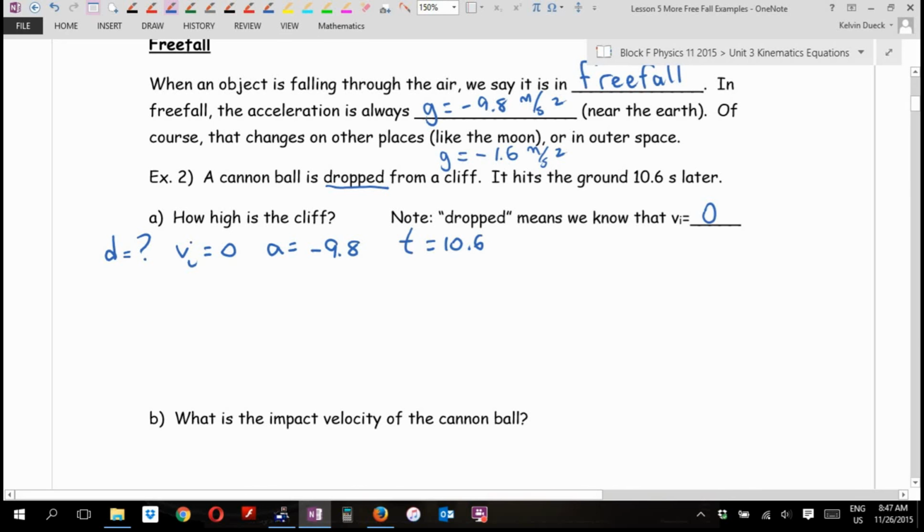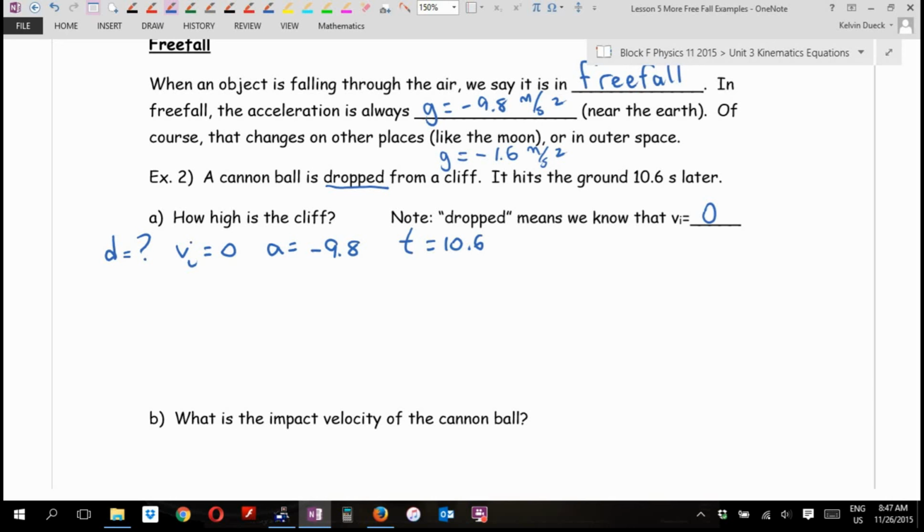Now, a common mistake kids will make, and this is wrong: "Mr. Duick, I know V final. It's 0." No. V final is how fast you're going when you hit the ground. And I assure you, when you hit the ground, you're not going 0, otherwise it wouldn't hurt. After you hit the ground, sure, 0. But don't be telling me that V final is 0 in free fall. That would really dramatically change things. Parachutes wouldn't be necessary. Okay?